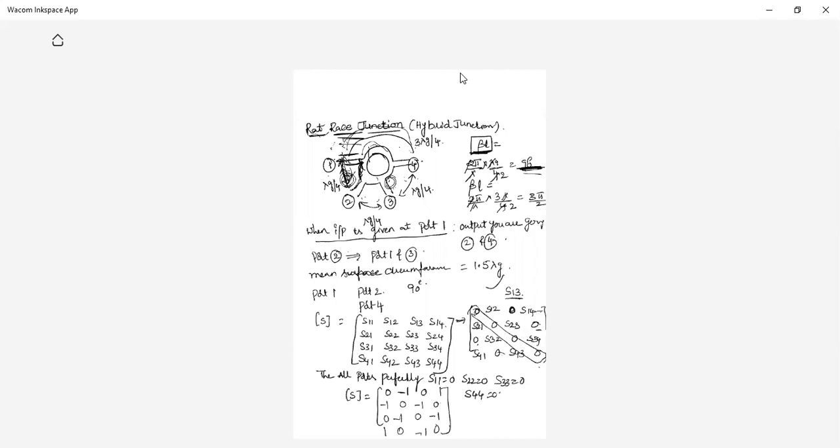Any doubts in this rat race junction? You understood what is rat race junction? Yes, ma'am. What is the S matrix of rat race junction? Any doubts? Ma'am, S34 is -1 or 1, ma'am? S34, you take either clockwise is 1 or anti-clockwise. Based on that you can write.